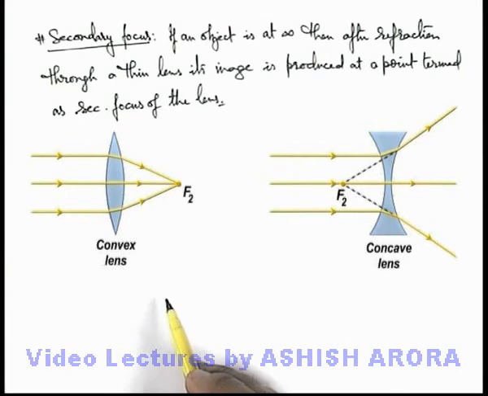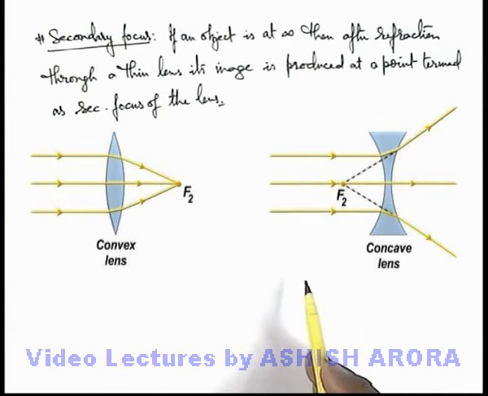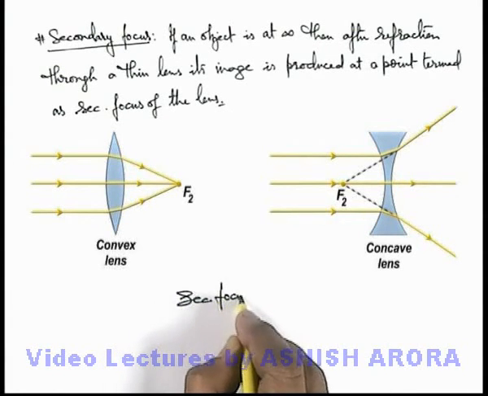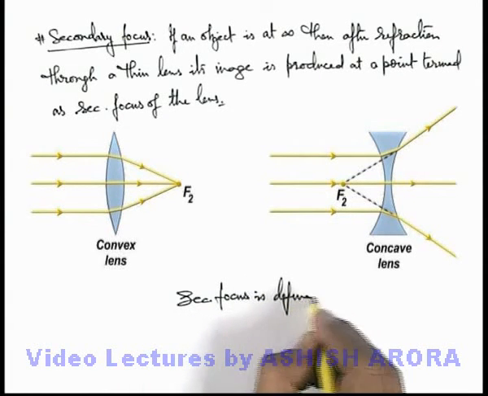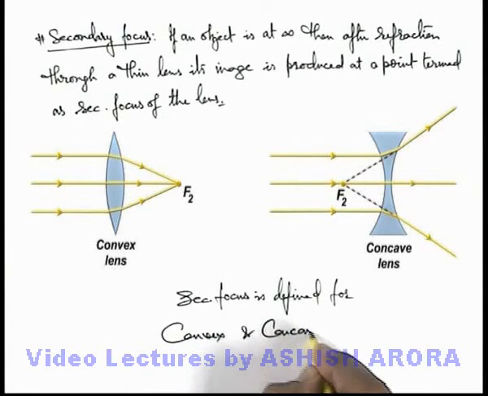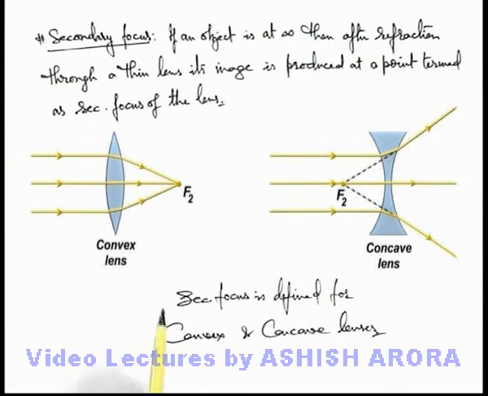So for the convex lens, we can see a real image is produced at the secondary focus, and in case of a concave lens, a virtual image is produced at the secondary focus. So this is the way how secondary focus is defined for convex and concave lenses. In convex lenses, at the secondary focus, a real image is produced when parallel rays are incident onto it, and in case of concave lenses, a virtual image is produced at the secondary focus when parallel rays are allowed to be incident onto it.